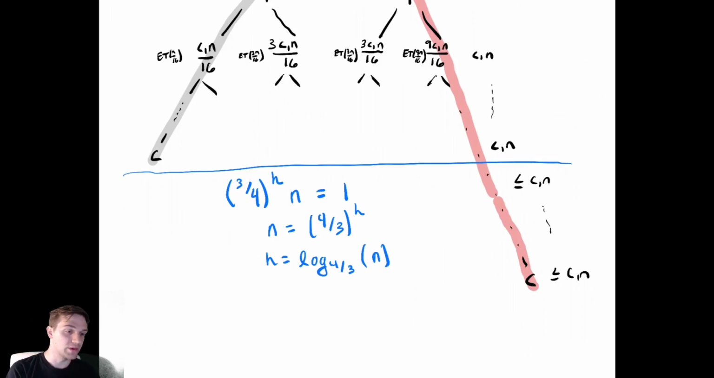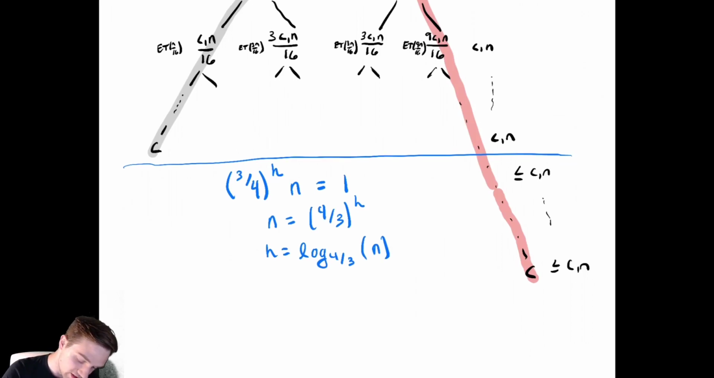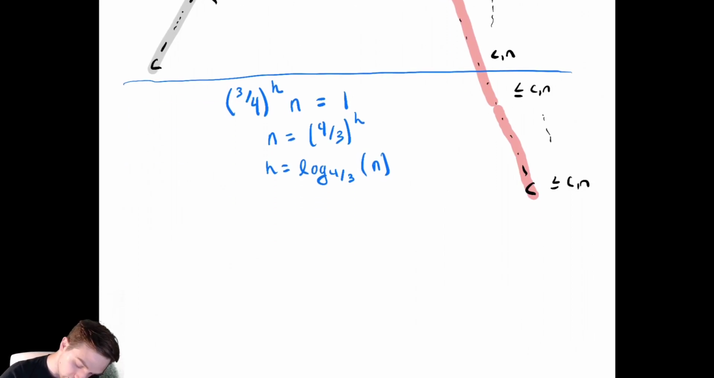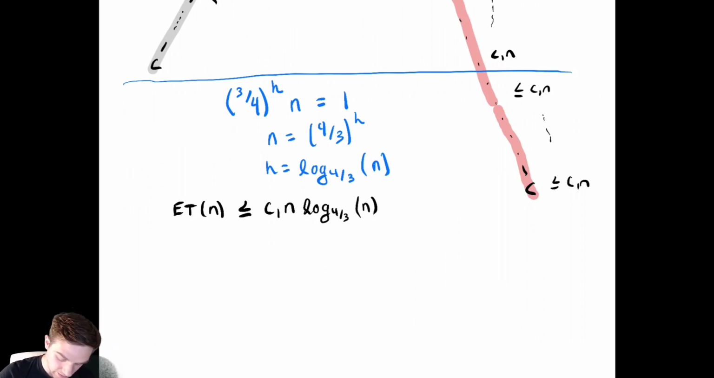And now, what do we need to do with this information? We know how many levels of the tree there are, and we know an upper bound on the cost at each level. So, ET of n is less than or equal to the cost at each level, which is c1 n, times the number of levels, h, which is log base 4/3 of n. And so, ET of n is in big O of n log n.